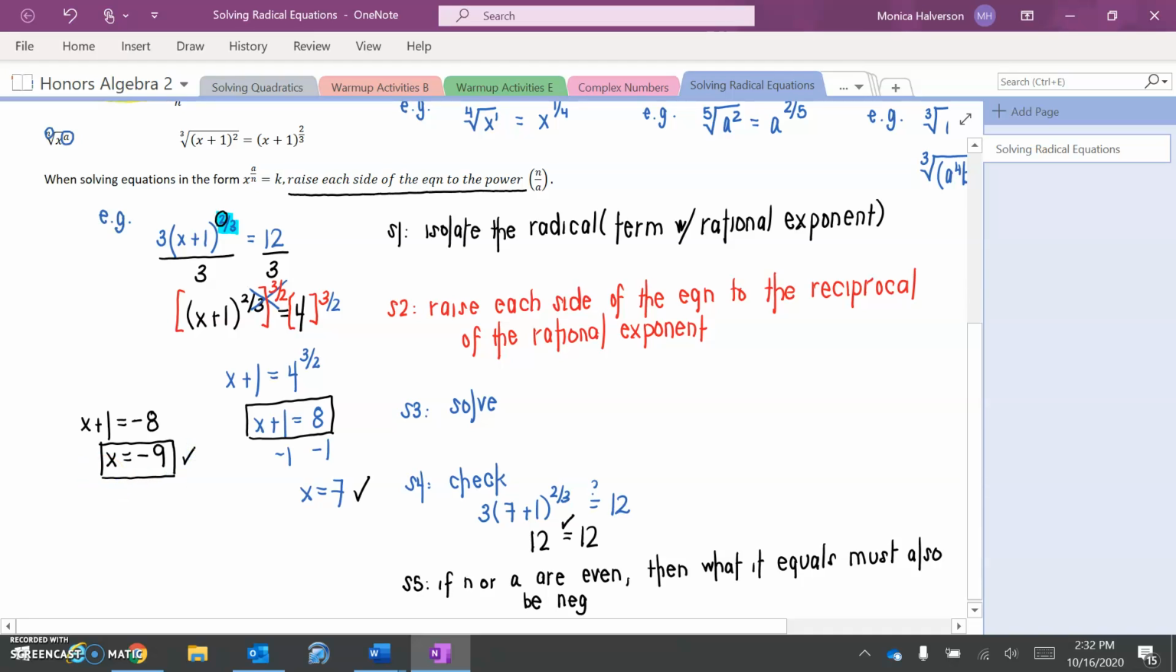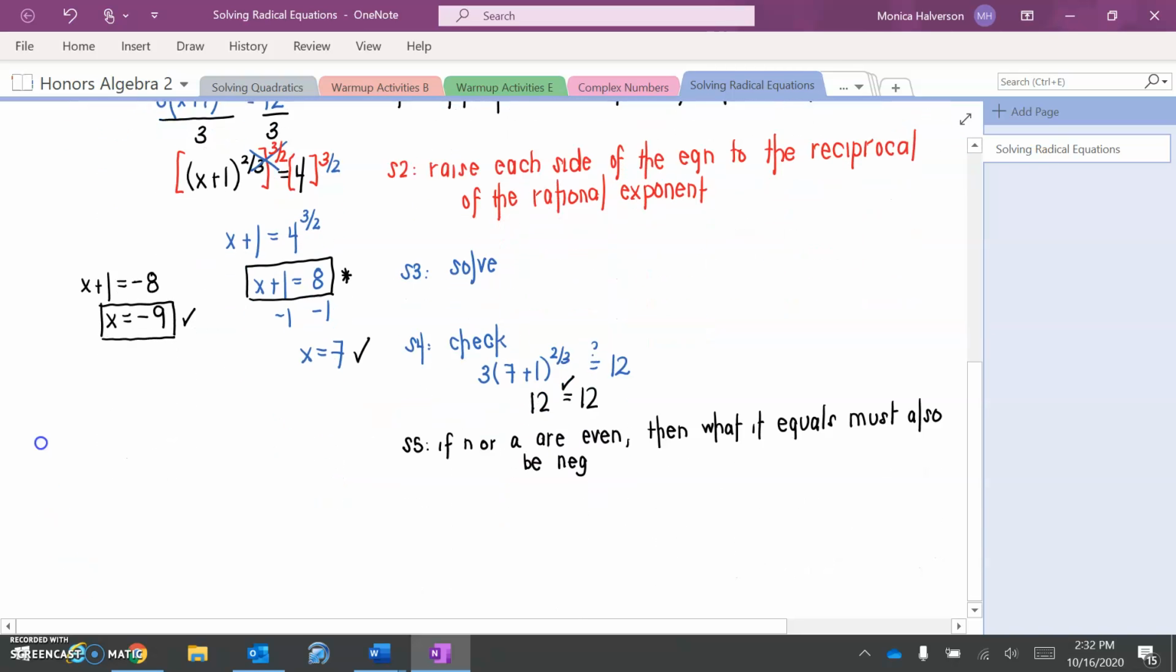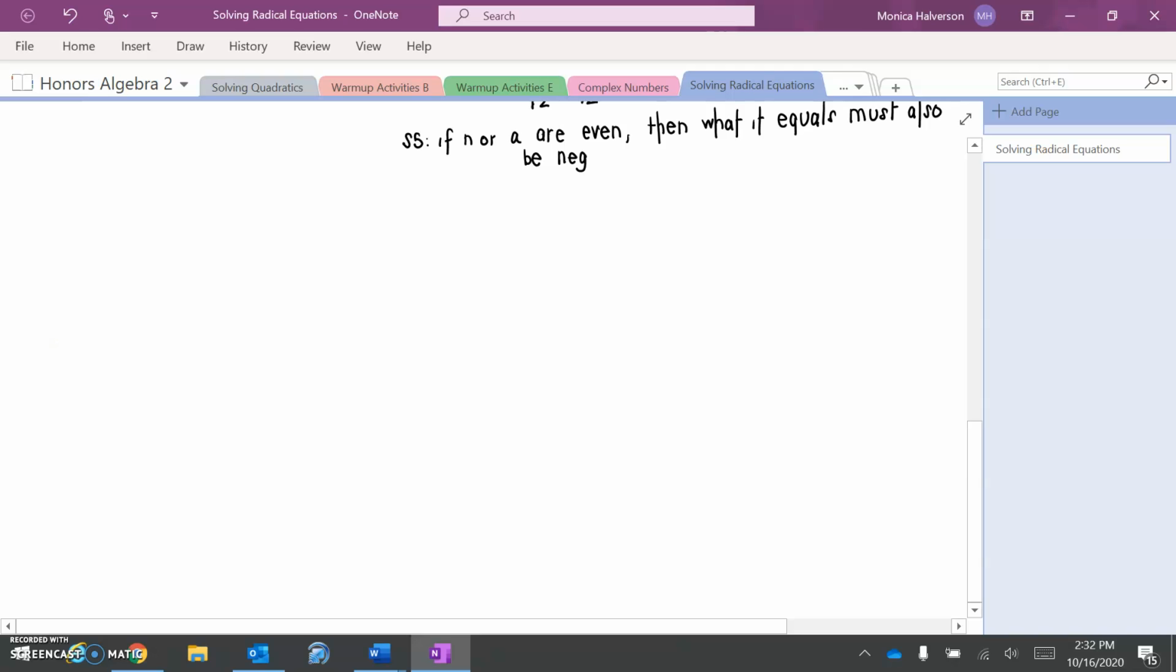So once again, if either of the values in the rational exponent are even, once you get down to this step, you need to make sure that you take into account the negative value as well. Let's do another example of this together. So our example here is 2 times x plus 3 to the 2/3 equals 8.